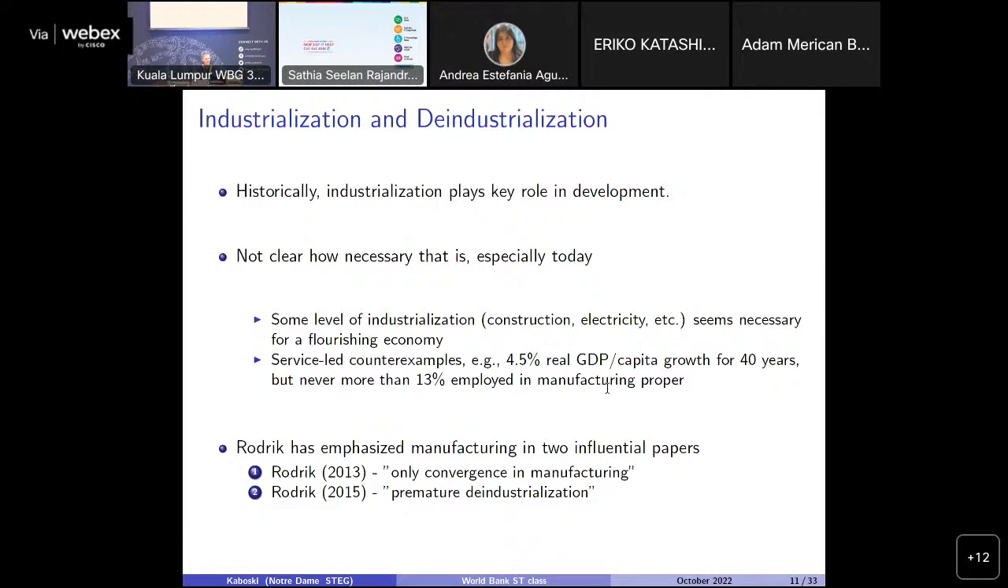Okay. But I want to talk about two papers that have been very influential by Dani Rodrik. The 2013 paper basically says that the only sector in which we see convergence, meaning productivity moving toward each other, poor countries catching up with rich countries, is in manufacturing. Okay? Is there a question? No?